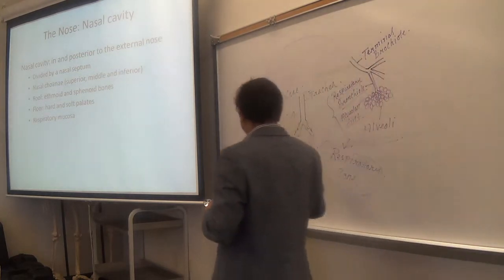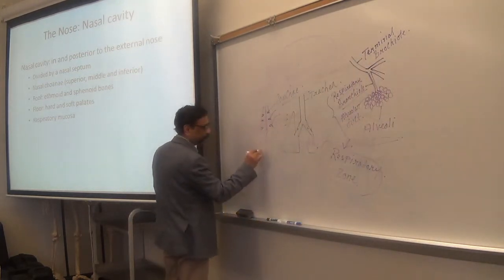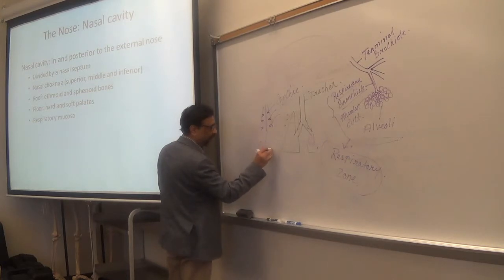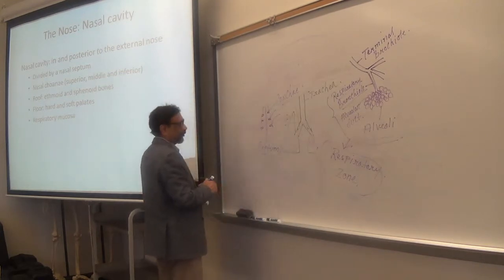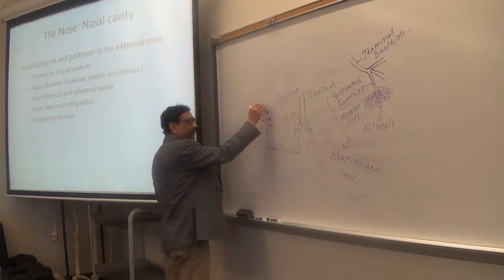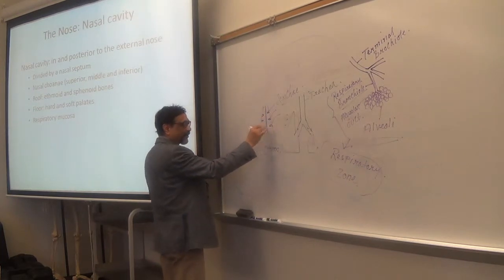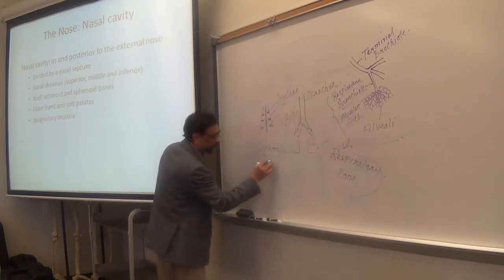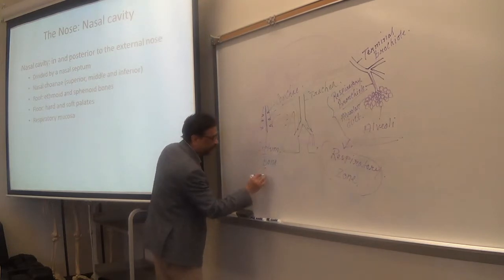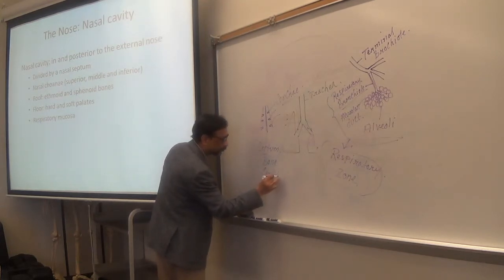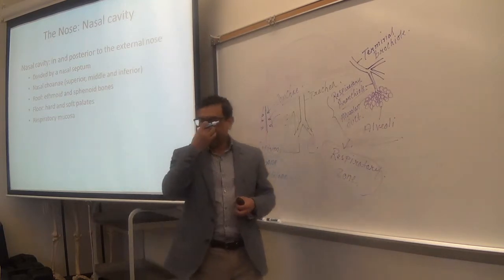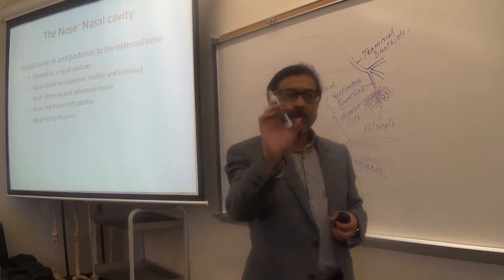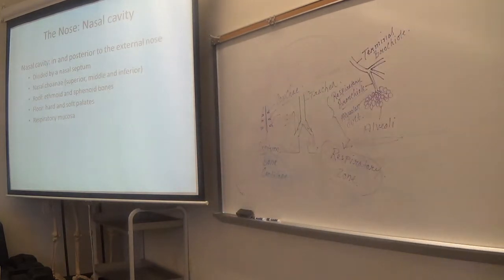And this is the septum, nasal septum. Okay? Now, this nasal septum has a bony part and a cartilaginous part. So we'll talk about that. Just know that the nasal septum, the partition, part of it is formed by bones and part of it is formed by cartilage.